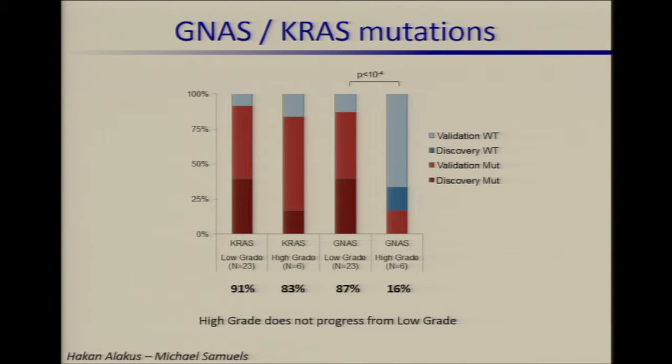We found some difference. And this difference, at least the way we see it, and in the samples we studied, what it means is probably that the high grade, at least in the cases we studied, did not come from the low grade. Because if they came from the low grade, they would have the GNAS mutation, okay? The fact that they don't have the GNAS mutation means they probably arose independently. They did not progress.